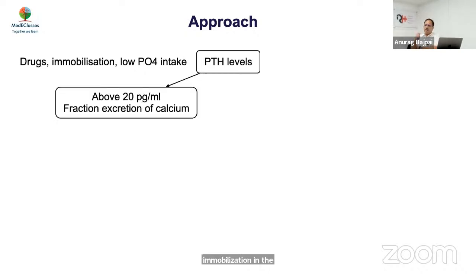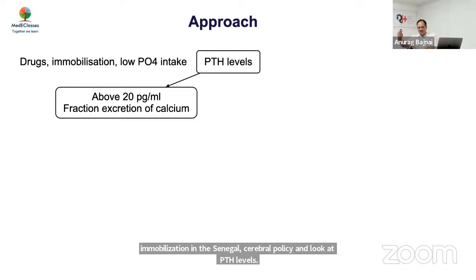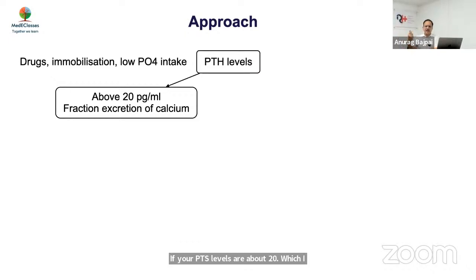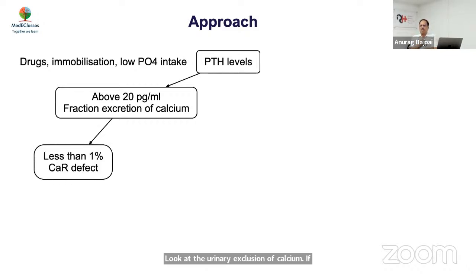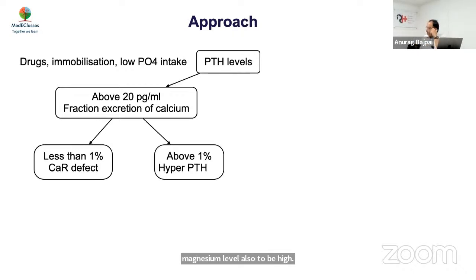levels. If your PTH levels are above 20, which I discussed, suggest hyperparathyroidism, look at urinary excretion of calcium. If your urinary excretion of calcium is less, so you have hypercalcemia, high PTH, but hypocalciuria, you have calcium sensing receptor defect, you will find the magnesium level also to be high. Typically, hypercalcemia here will be mild. While if you have increased urinary calcium excretion, it's more likely to be hyperparathyroidism.